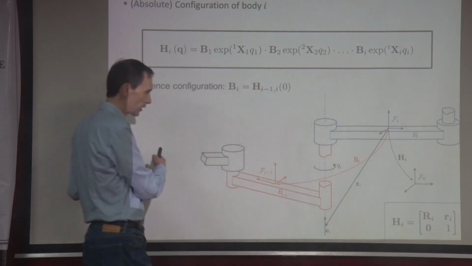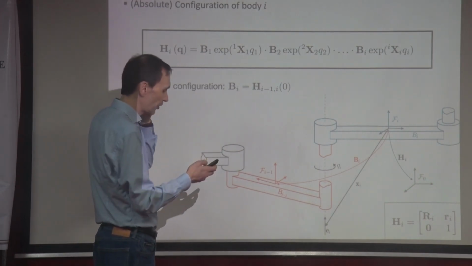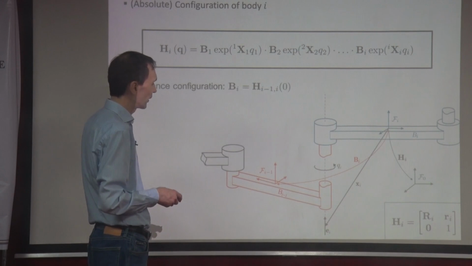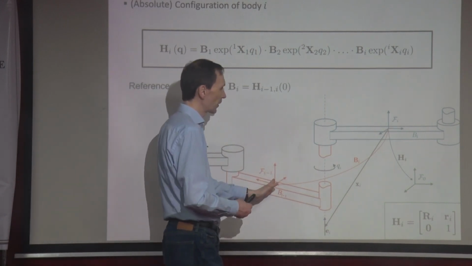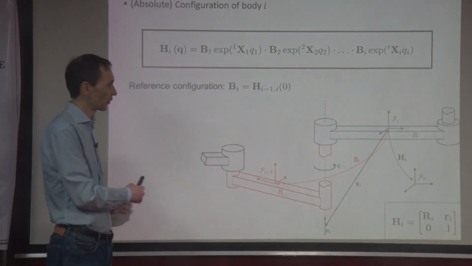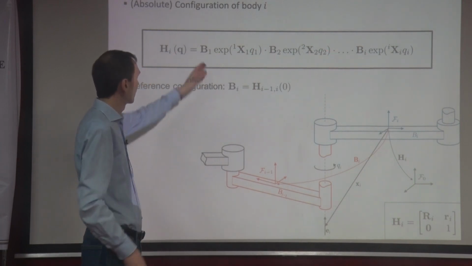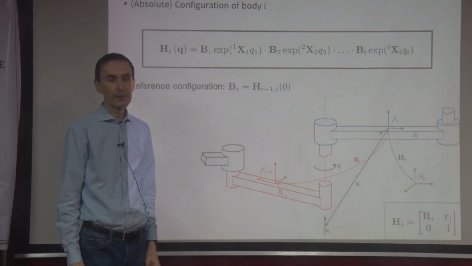Now if you have a long chain, consisting of, say, i bodies or i joints, then you do the same. The same applies to the predecessor, Fi minus 2, and the same story goes on. You go up to the first one, and there we go.